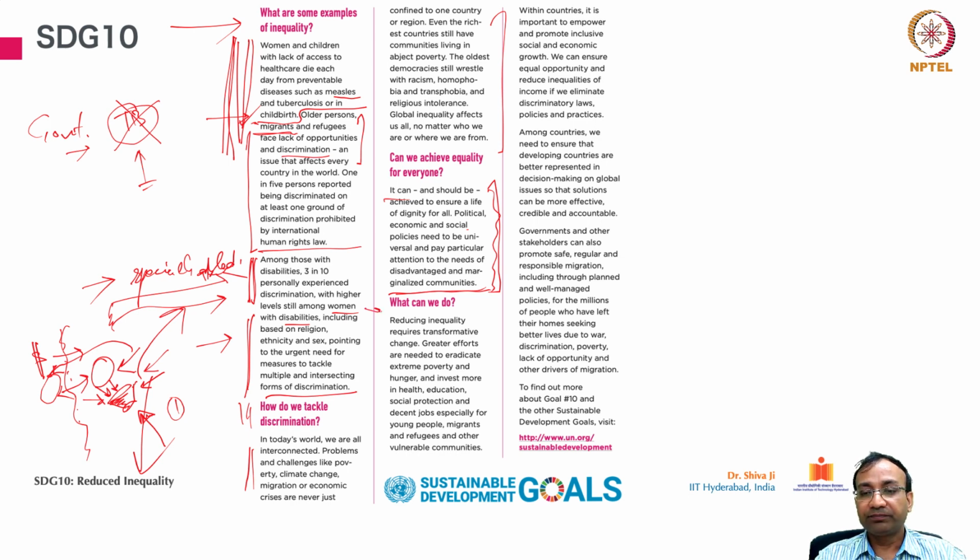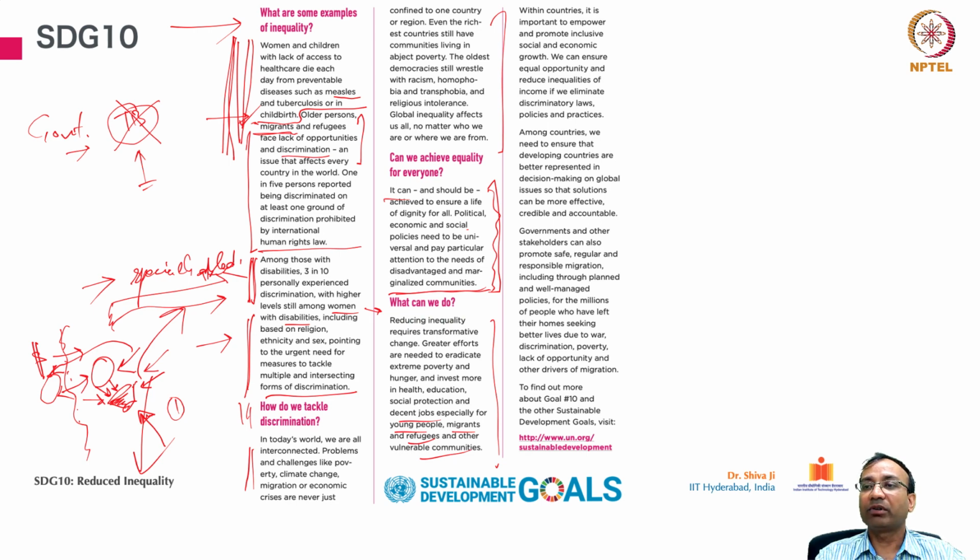What can we do? Reducing inequality requires transformative change. Greater efforts are needed to eradicate extreme poverty and hunger, and invest more in health, education, social protection, and decent jobs, especially for young people, migrants and refugees, and other vulnerable communities. So you see, a group of needy people, right? Vulnerable communities within countries. It is important to empower and promote inclusive social economic growth.